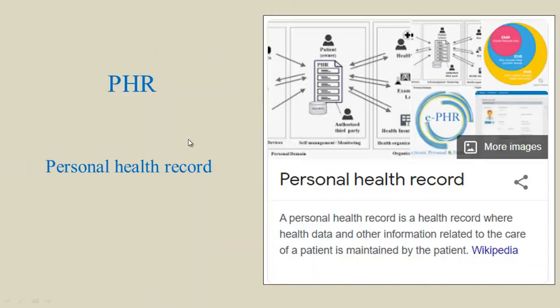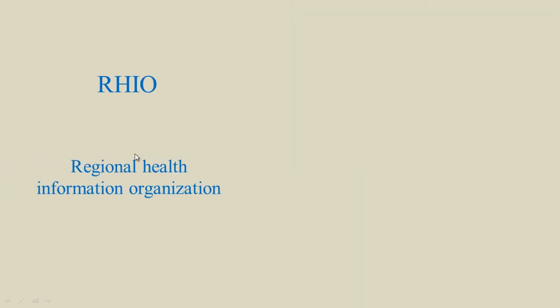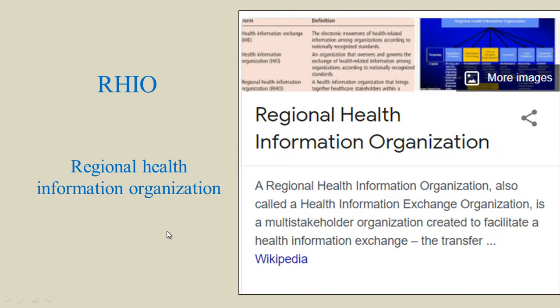PHR. Personal health record. A personal health record is a health record where health data and other information related to the care of a patient is maintained by the patient. RHIO. Regional Health Information Organization. A regional health information organization, also called a Health Information Exchange Organization, is a multi-stakeholder organization created to facilitate health information exchange.